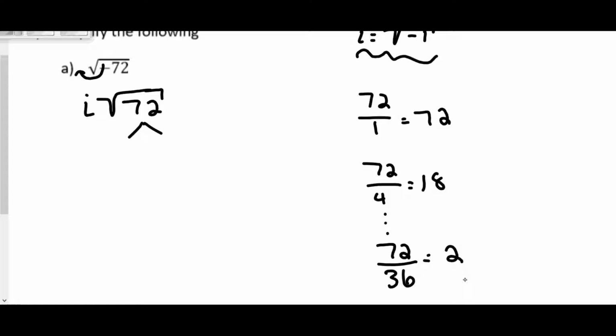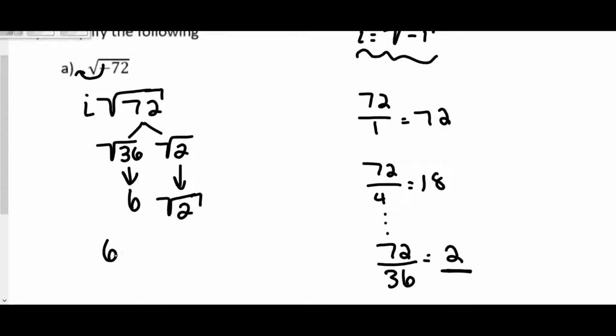So then I tried 36. 72 divided by 36 gives us 2. And 36 is the biggest perfect square we can fit into 72. And we know that because the number we get after we divide can't be broken down anymore by perfect squares. So rad 36 times rad 2 would give us rad 72. Rad 36 is just 6. Rad 2 stays rad 2 because you can't pull out anything as perfect squares from 2. So our final answer is 6i rad 2.